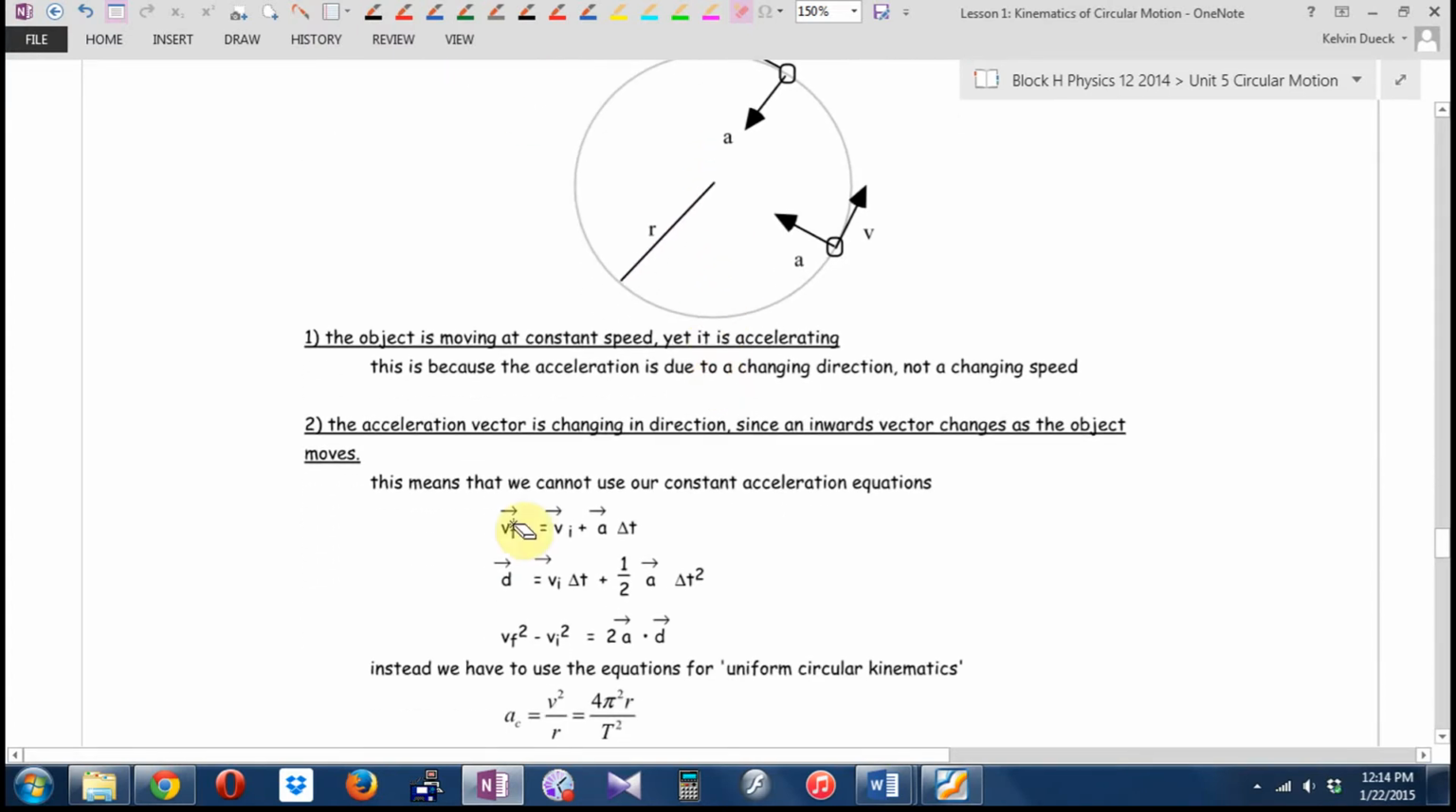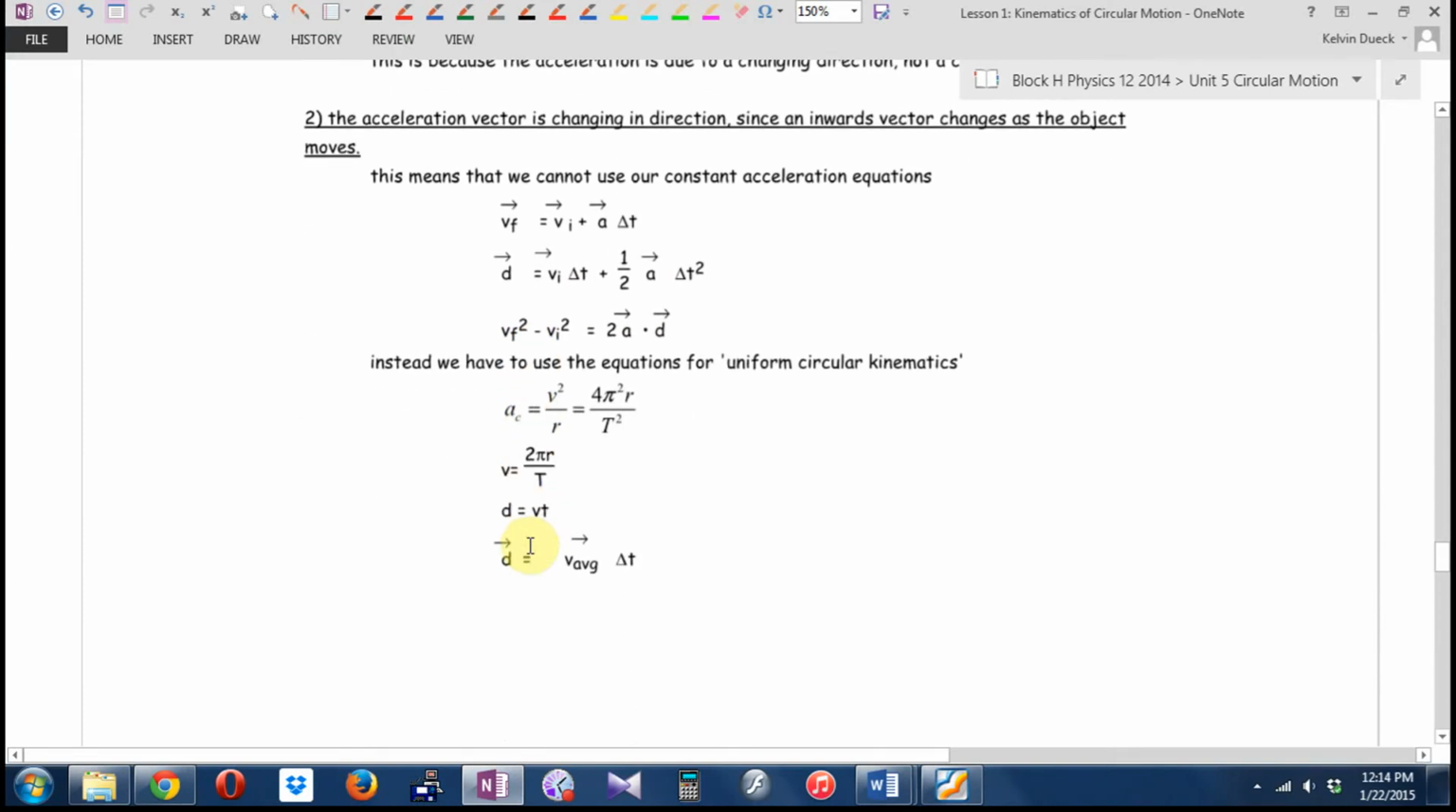What that means is we can't use this. That's a constant acceleration equation, and we have a changing acceleration. Direction is changing. I can't use d equals v_i t plus a half a t squared. I can't use v_f squared equals v_i squared plus 2ad. I have to use the equations for uniform circular motion, my new acceleration equation, my new speed equation. I can still use d equals vt because a doesn't appear in there. And if I want a displacement, it's the average velocity over time.